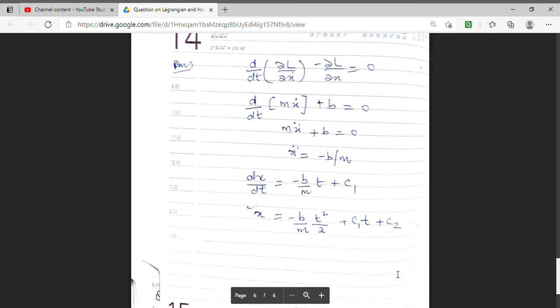So these are some basic questions related to the Hamiltonian and Lagrangian approach.